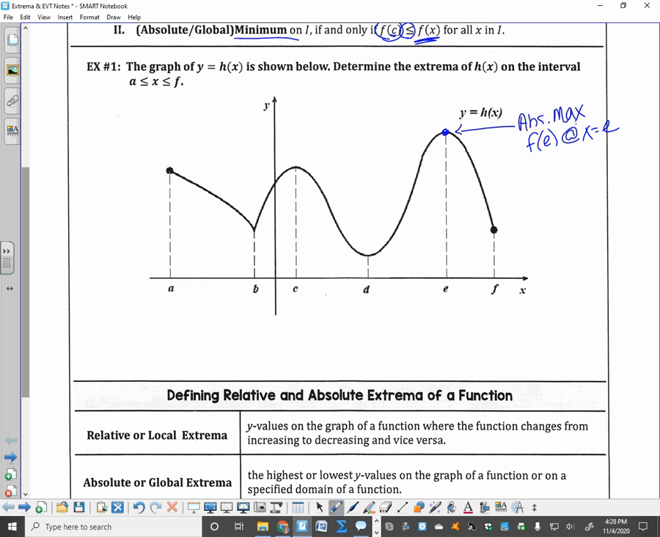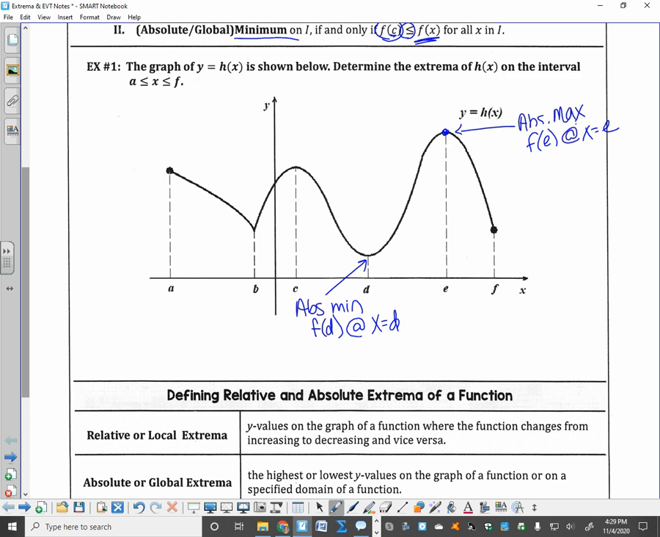Okay. This is the absolute minimum. The y value is f of d, so that is the minimum value, that is the y value, and it occurs at x equals d. So those are your absolute maxes and mins because that is the highest point and the lowest point.